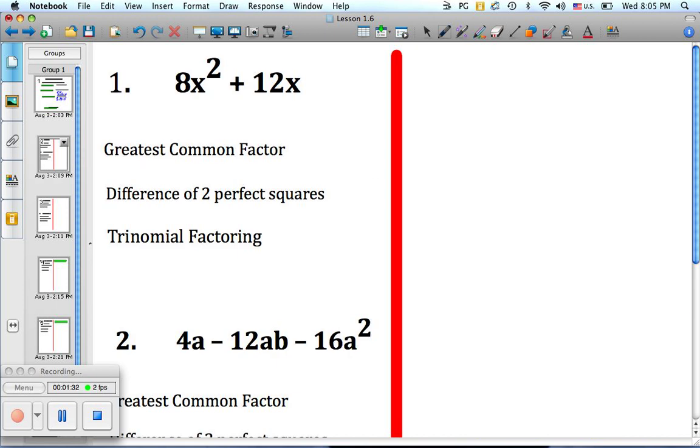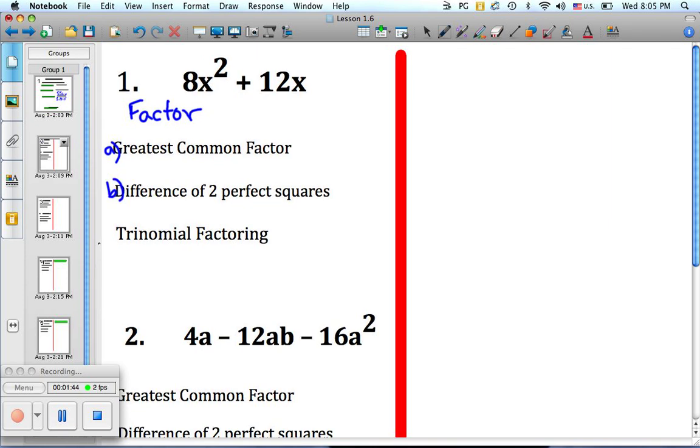Okay, so here's the first one. If I were to ask you to factor this, then I expect you in your mind to go through these three steps. First step, greatest common factor. Is there something that's in common to the first term and the second term? Yes, there is. It's a 4, because 4 goes into 8 and 4 goes into 12. And it's an x, because x squared and x both have an x in common. So if I pull out a 4x, what do I have left?